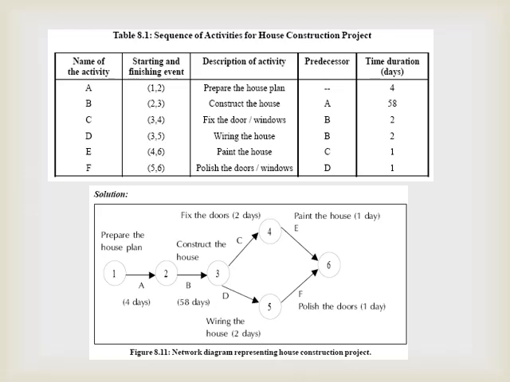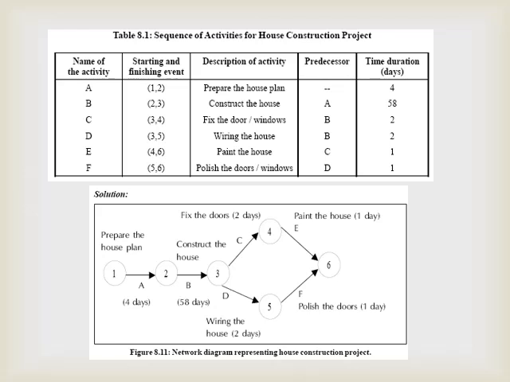Let's check the predecessors. Activity A has no predecessor. The predecessor of B is A. The activity before C is activity B. The activity before D is also B. The predecessor of E is C, and the predecessor of F is D.